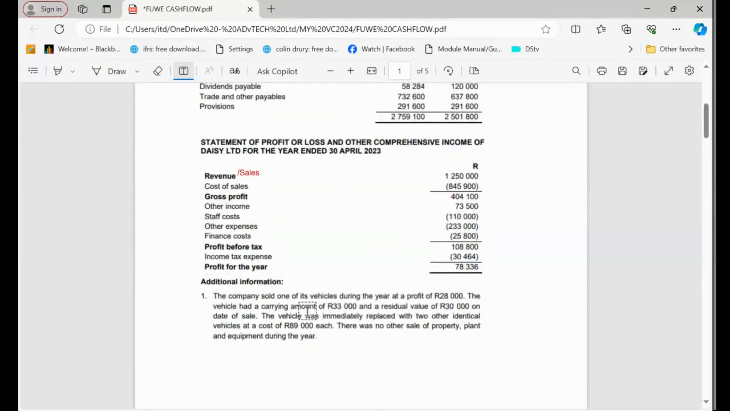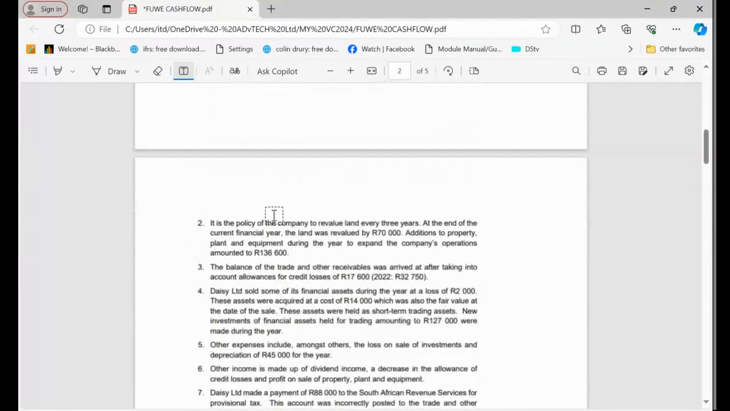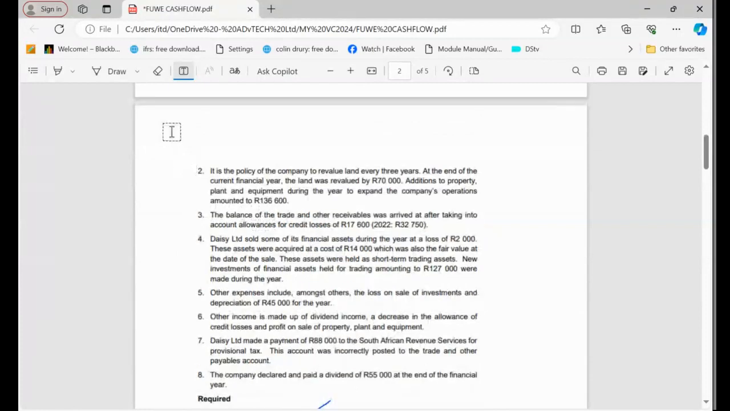Maybe on additional information. That's true. So here I don't see anything called allowances for credit losses. Here I don't see anything. But number 3. Can you see number 3 here? Yeah, this one. Allowance for credit loss. This is what is going to affect us. But we need to understand here.